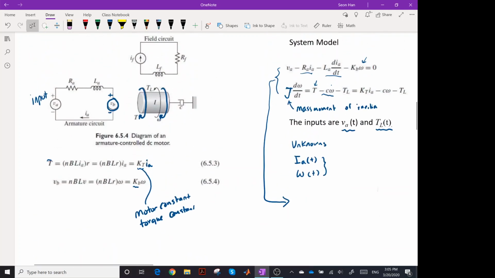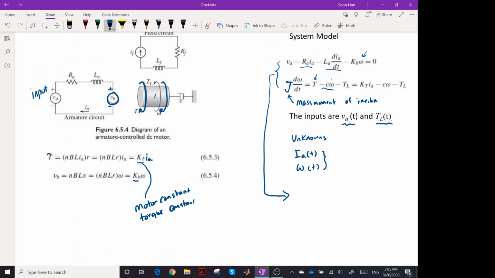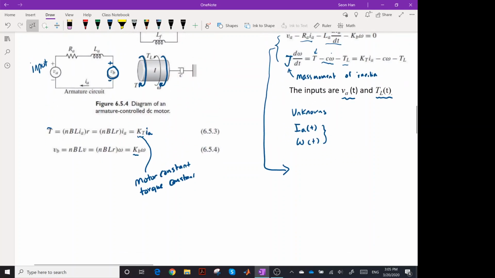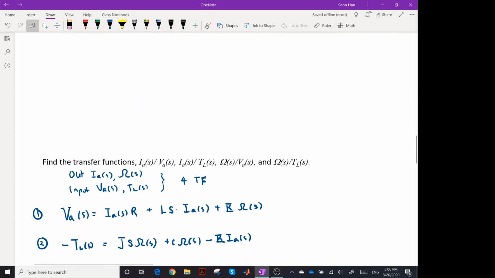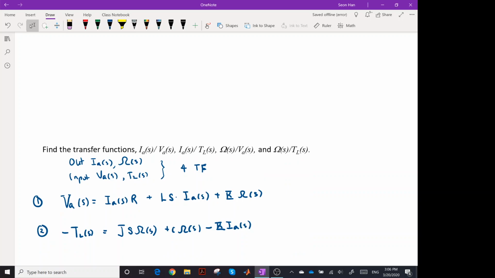Let me check one more time whether I got this right. I moved C omega to the left hand side, T to the left hand side, so it's positive, positive, negative, and then on the right hand side you only have a negative T_L left. Let's see. Plus, minus, perfect.